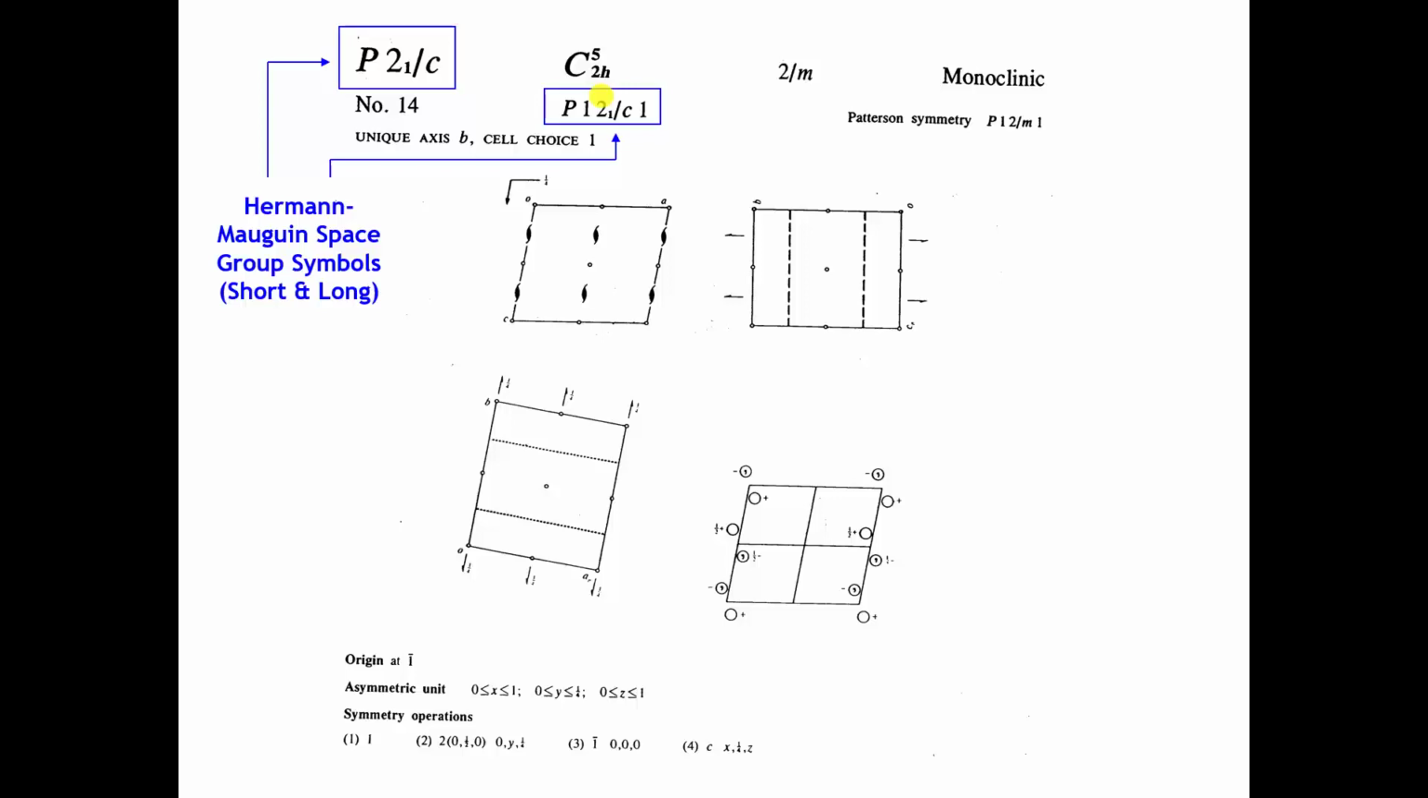What else do we see? Well, this C2h5, that is the Schoenflies name for this space group. Remember that the Schoenflies symmetry elements really just tell us about the point symmetry. So this space group has C2h point symmetry, and the 5 tells us it is the 5th space group that has that point symmetry. I cannot think of any time that I've ever actually used this name for the space group, so in general, we don't have to worry about that.